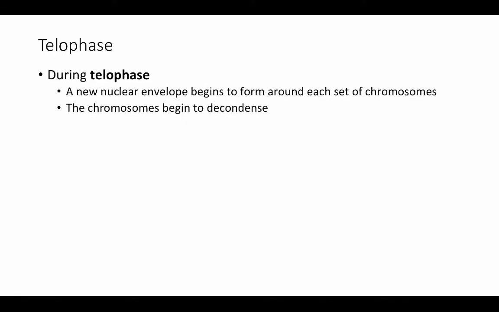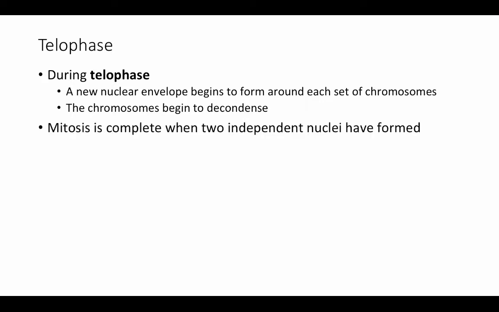So during telophase, this is when you start to see a new nuclear envelope forming around each of these sets of chromosomes. And the chromosomes begin to decondense again to form that chromatin. And we consider mitosis complete when the two independent nuclei have formed. Those nuclear envelopes are completed.